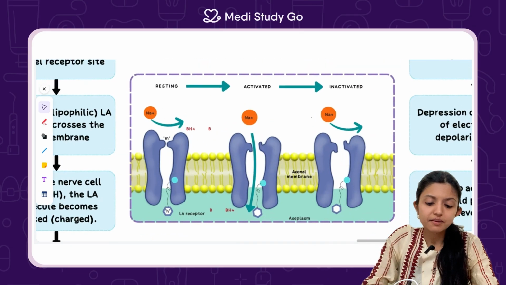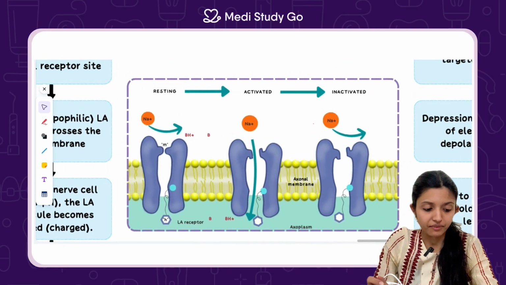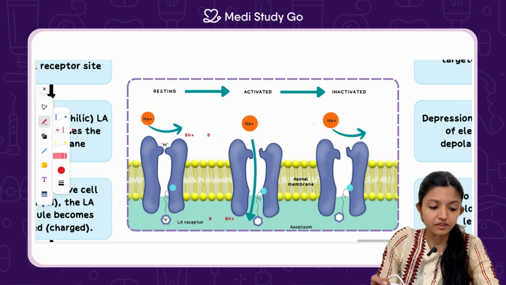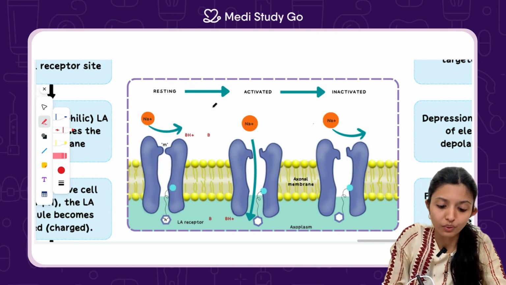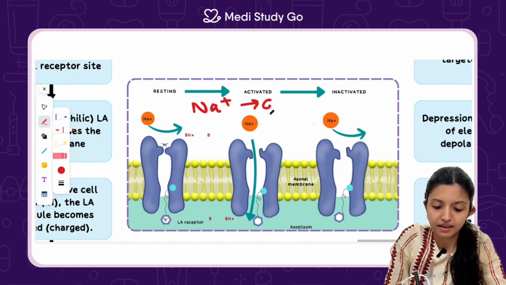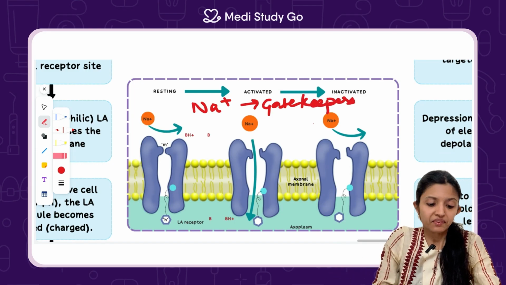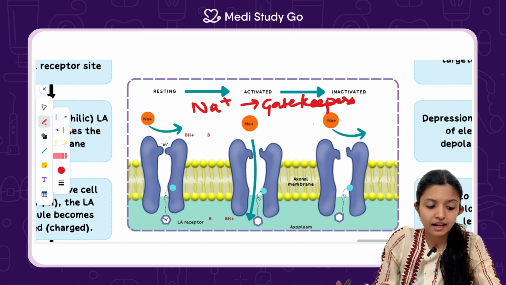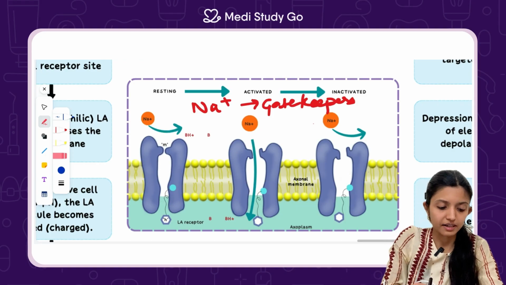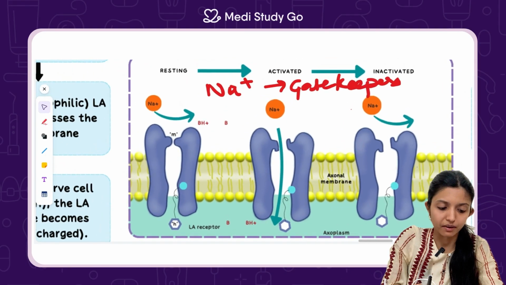Now, in this proposed mechanism of action, we have an important component known as the sodium channels. Your sodium channels are the gatekeepers. So let us understand what these sodium channels basically do. As you can see here, there are 3 states: one is the resting state, second is the activated state, and third is the inactivated state. Let me explain all 3 states one by one.